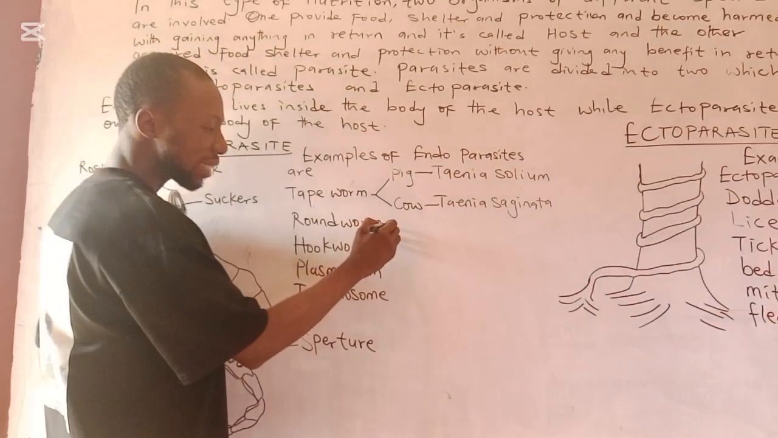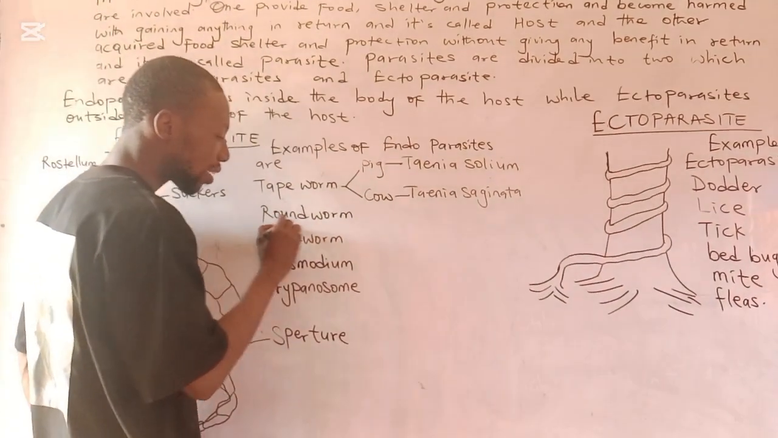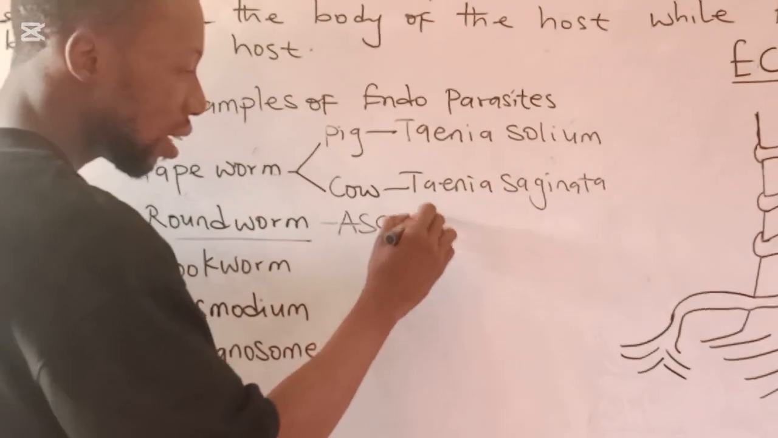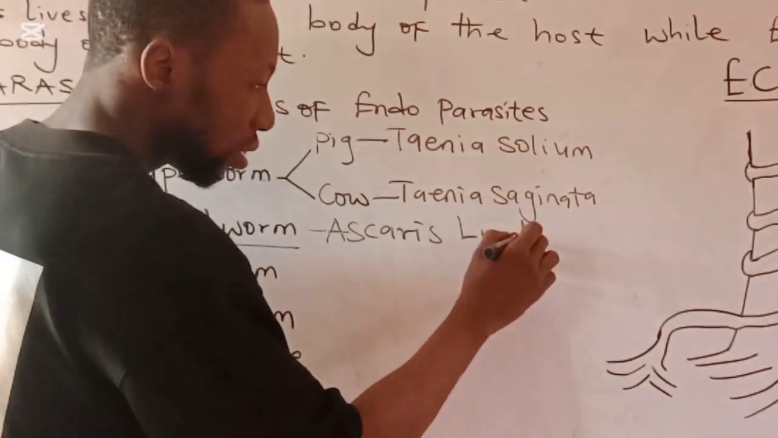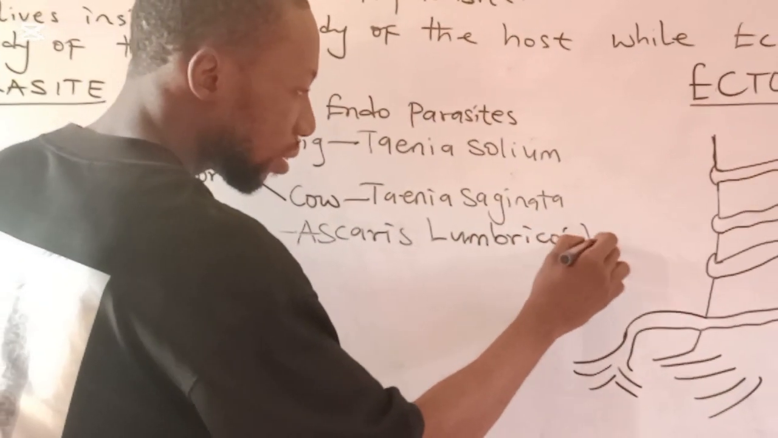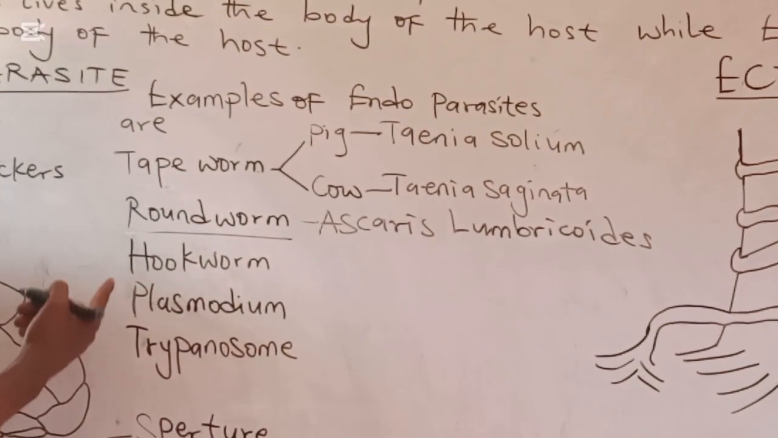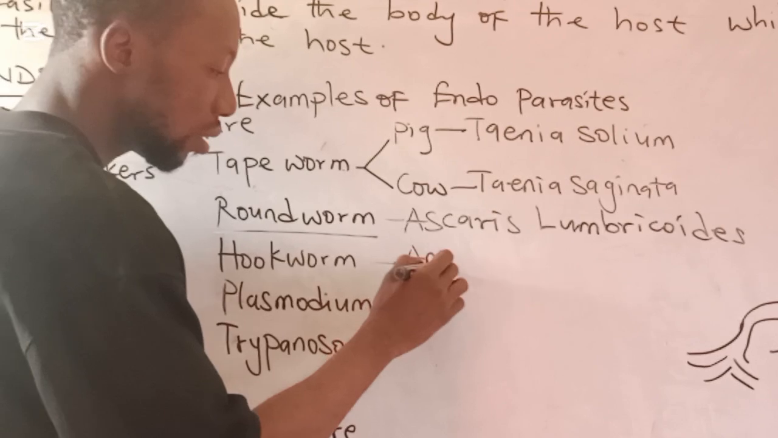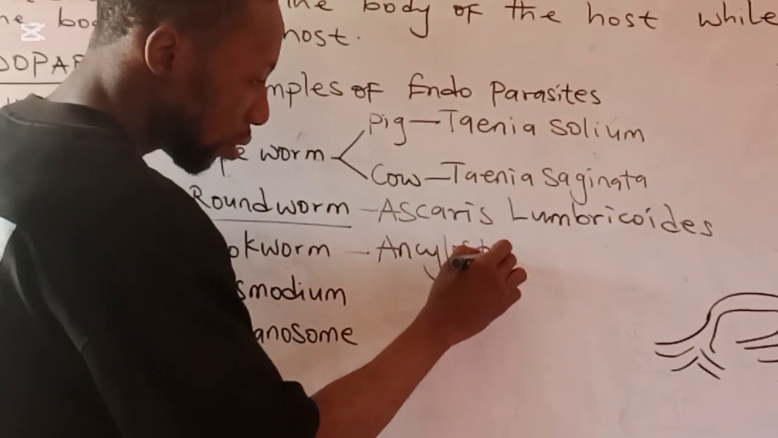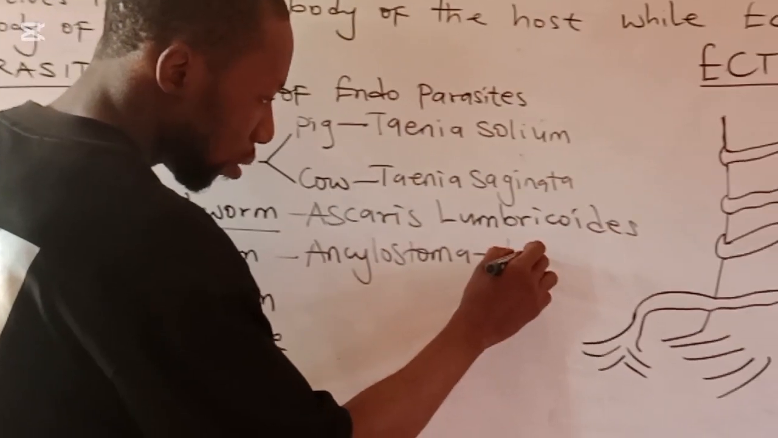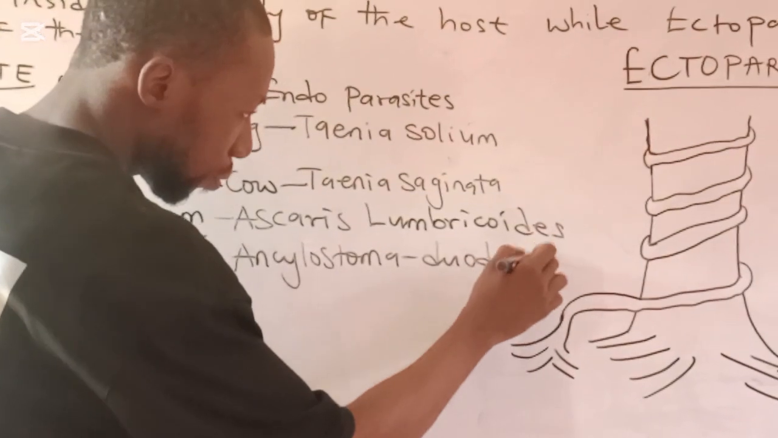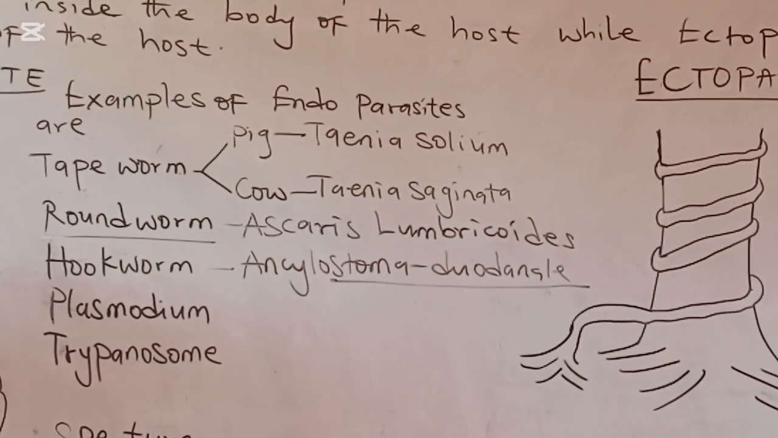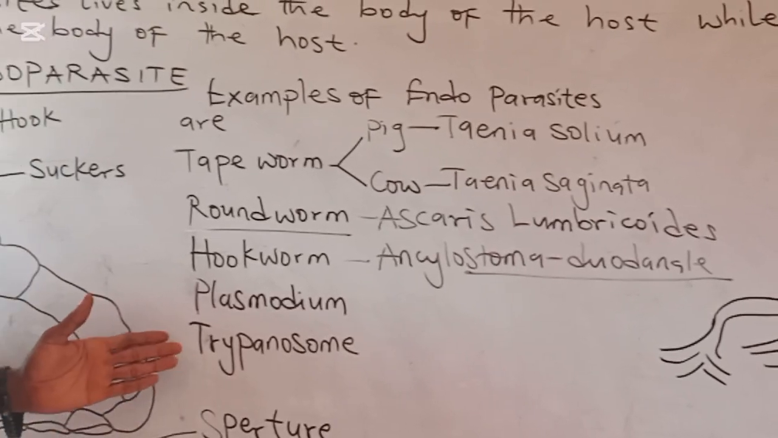Then we have Ascaris lumbricoides, that is the roundworm. Then we have hookworm, which is Ancylostoma duodenale. Then we have Plasmodium.